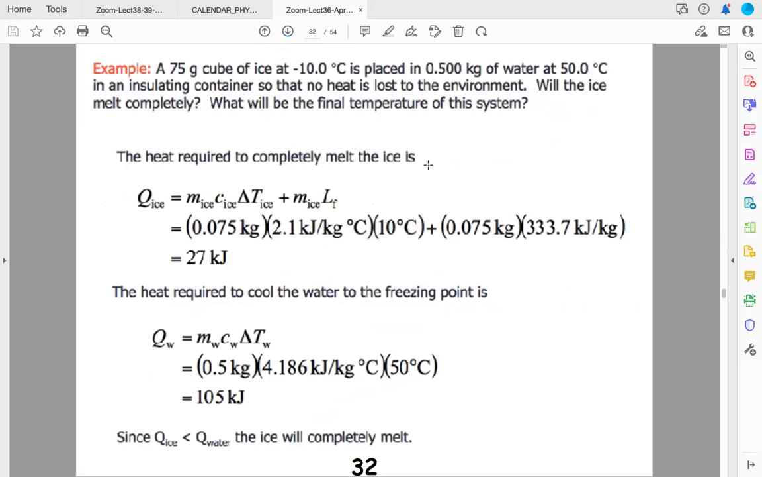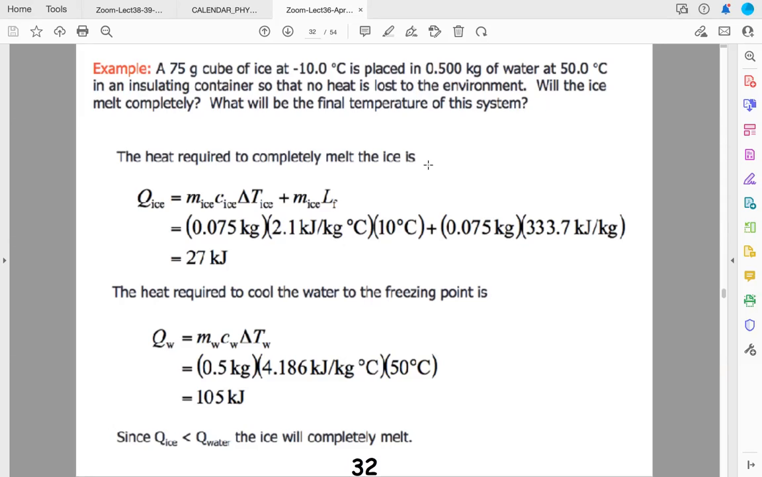Now, another one which was a bit more tricky. We have a 75 gram cube of ice at minus 10 C. Minus 10 is very cold. Yeah, not even in winter. Yeah, up in the mountains, you find minus 10 C, because otherwise it's more around 0 Celsius.